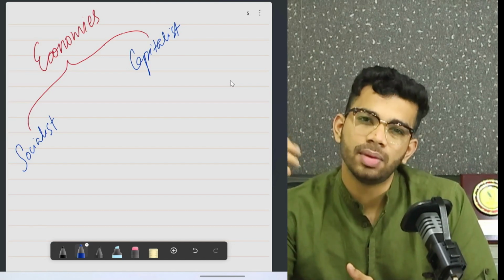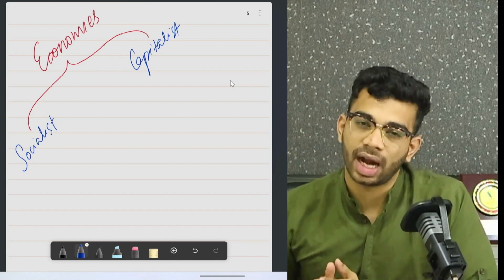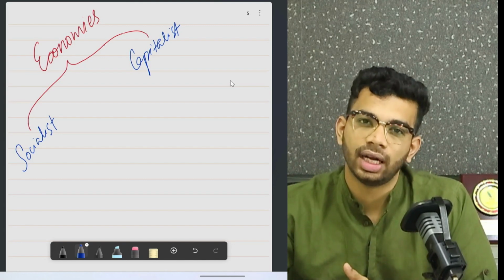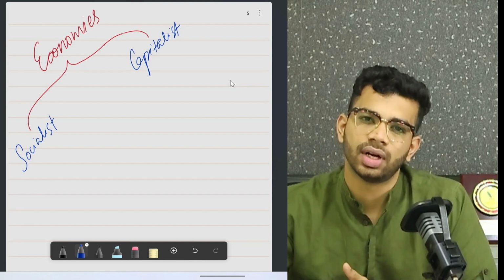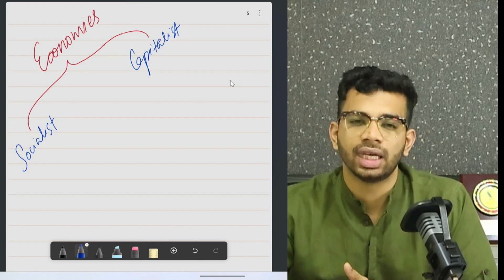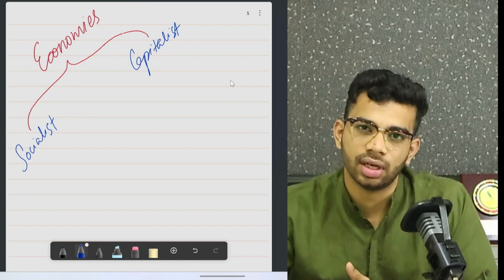We mainly operate on a mixed economy where private enterprises have taken the lead, especially after 1991. But there are still a few sectors where the government has kept its influence. For example, there is banking. We still have a lot of nationalized banks. We have government influence in railways and so on.